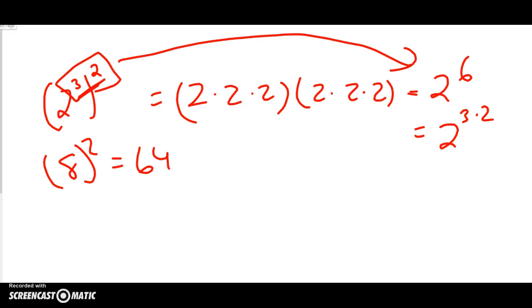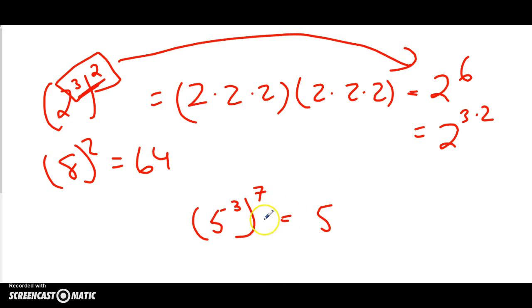Let me do another example here. If I had 5 cubed to the power of 7, that's 5 times 5 times 5, 7 times.